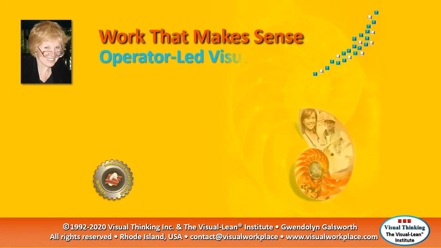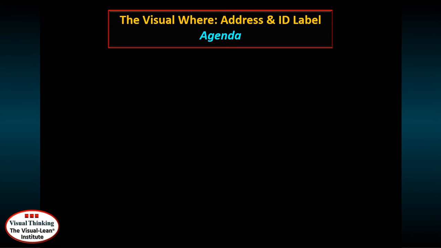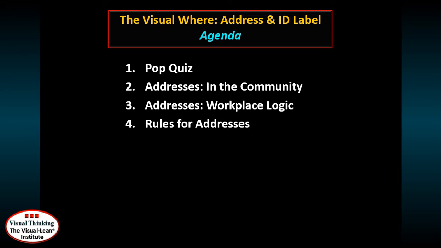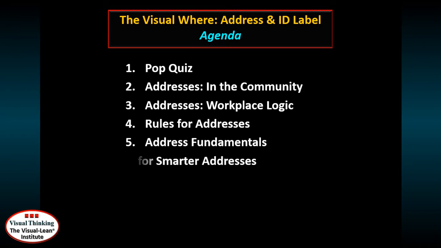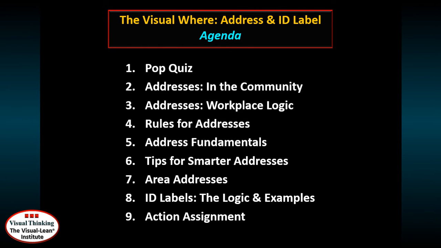It's Gwendolyn, with Module 9 in my Work That Makes Sense suite, the 2 operational partners to Borders and the Visual Where: addresses and ID labels. The Module 9 agenda follows familiar lines. First, a pop quiz to get the thinking juices going, then the logic of addresses, a set of address rules, address fundamentals, and tips for making your addresses smarter. Your teams will study over 40 actual address solutions and tackle 3 hands-on exercises.